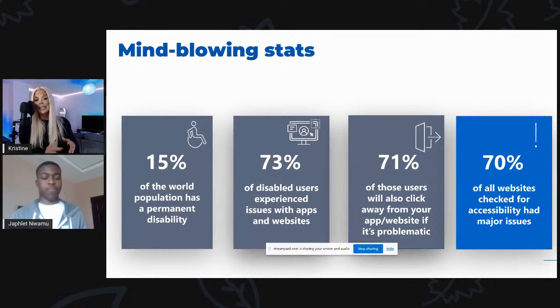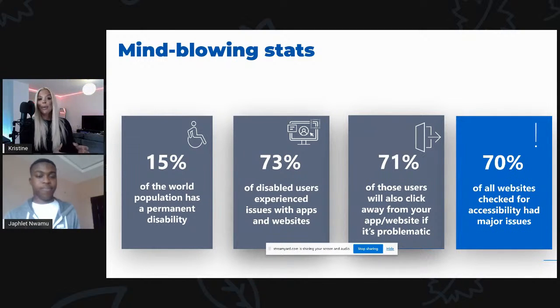And then the last one is that around 70% of websites that have been checked in a survey from 2020 were deemed to have major accessibility issues. Again, that is an extremely disappointing number, because it means that approximately 70% of websites on the web are not usable by people with disabilities, with people with accessibility needs.